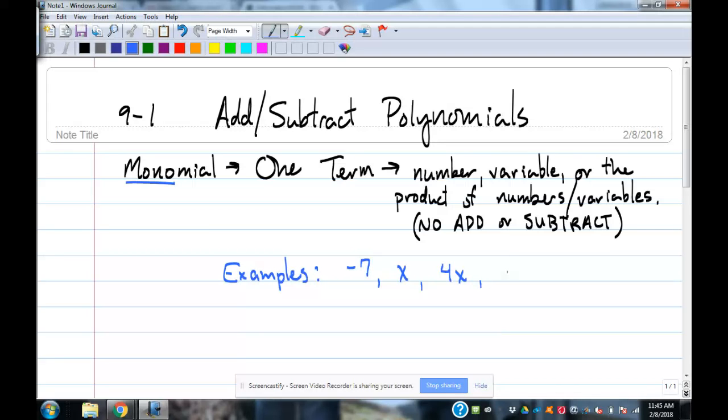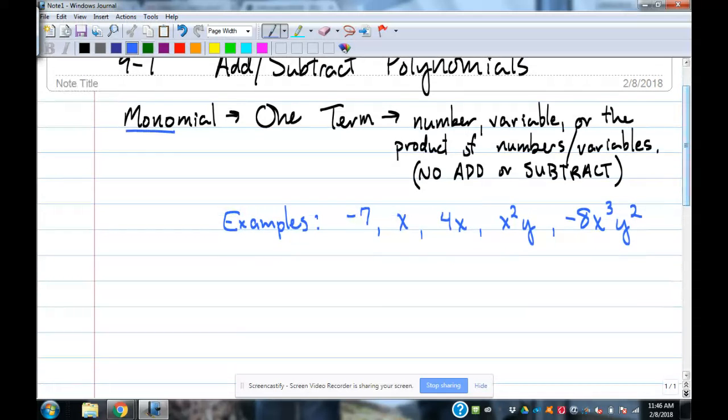It could be the product of 2 letters, X squared Y. That's still all multiplication that's happening there. Or it could be a product of numbers and more than one letter, something like negative 8, x to the third, y to the second. All of those are examples of monomials, and there's no addition or subtraction in any of those. So that's a big difference between a monomial and polynomials. Inside of that monomial, there's this thing called a degree.